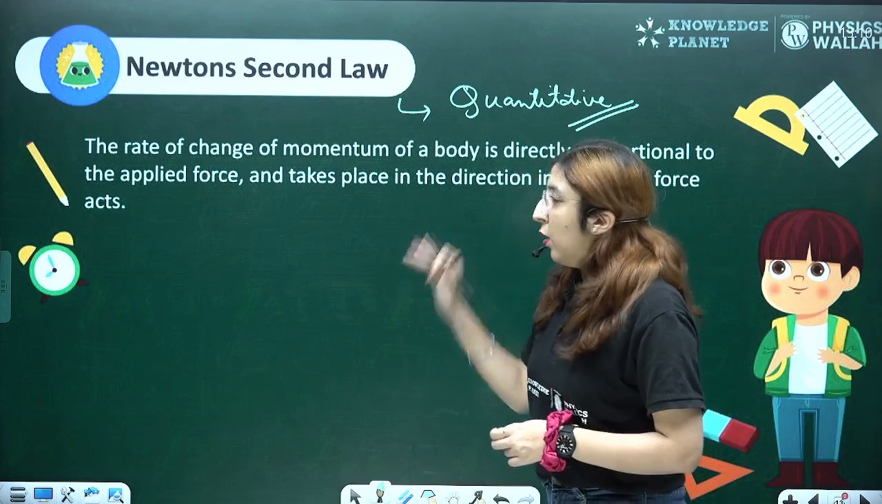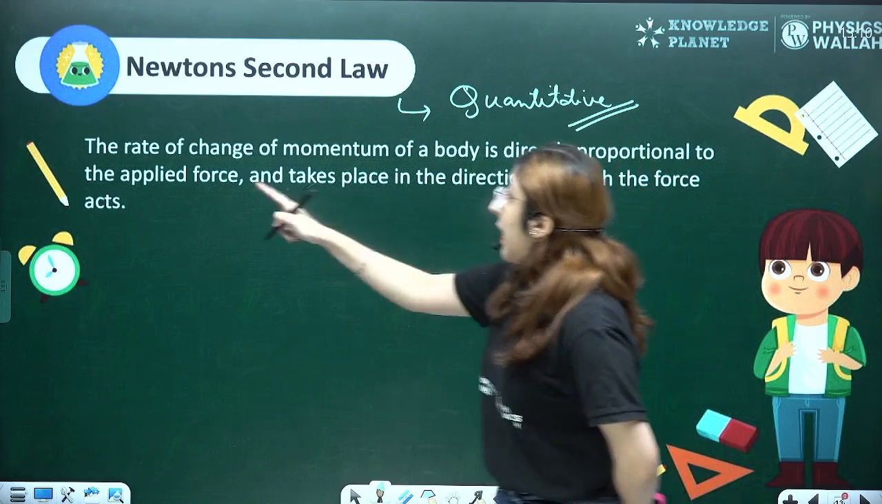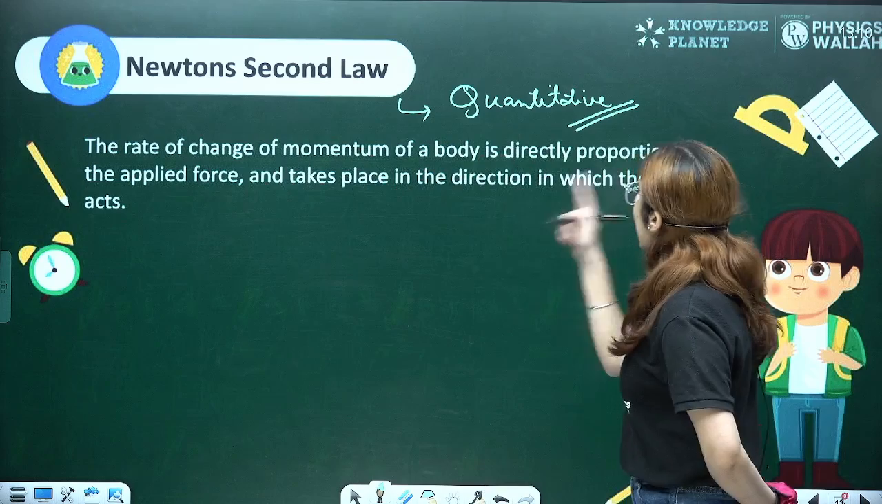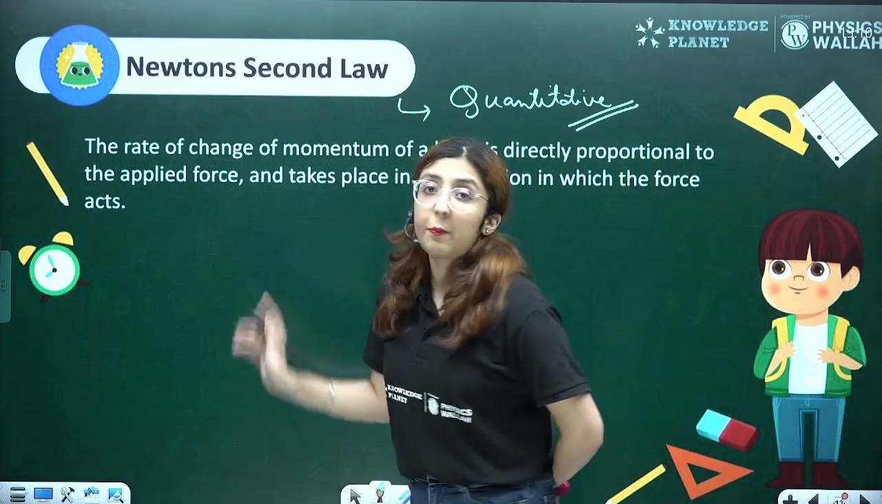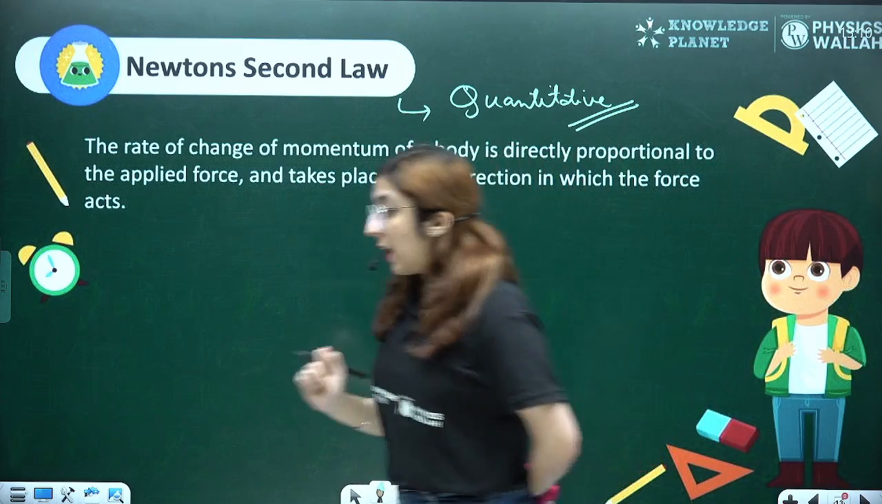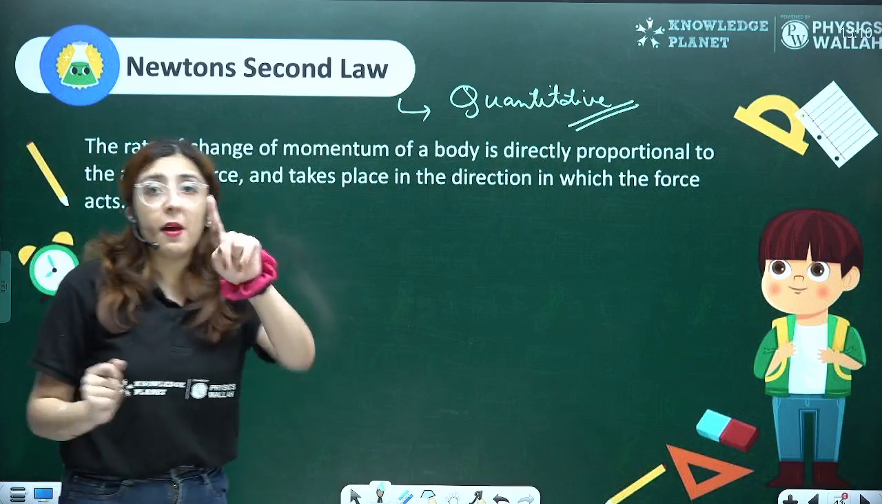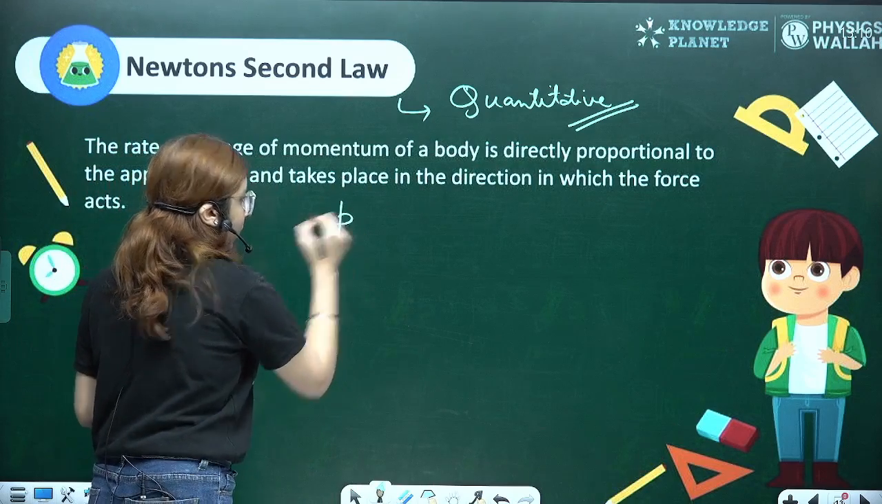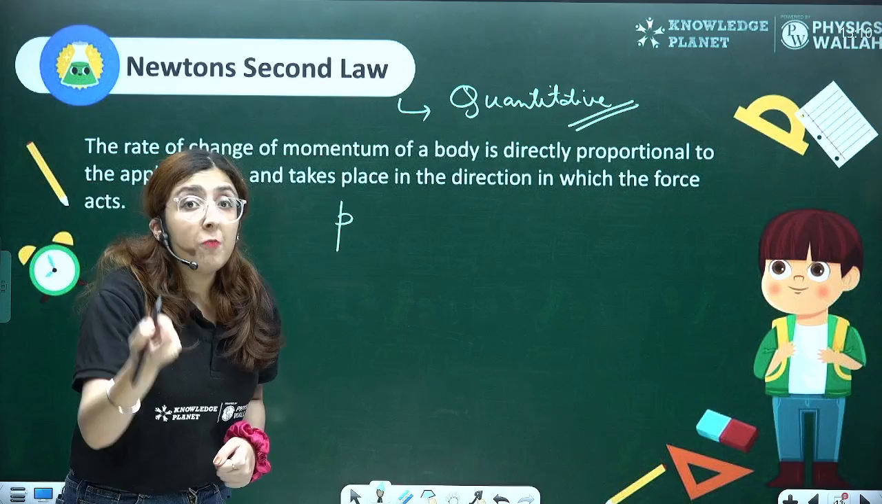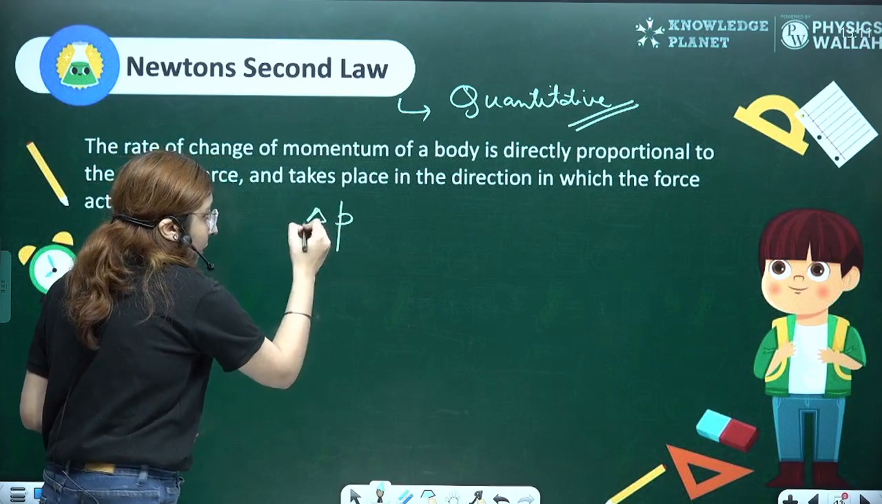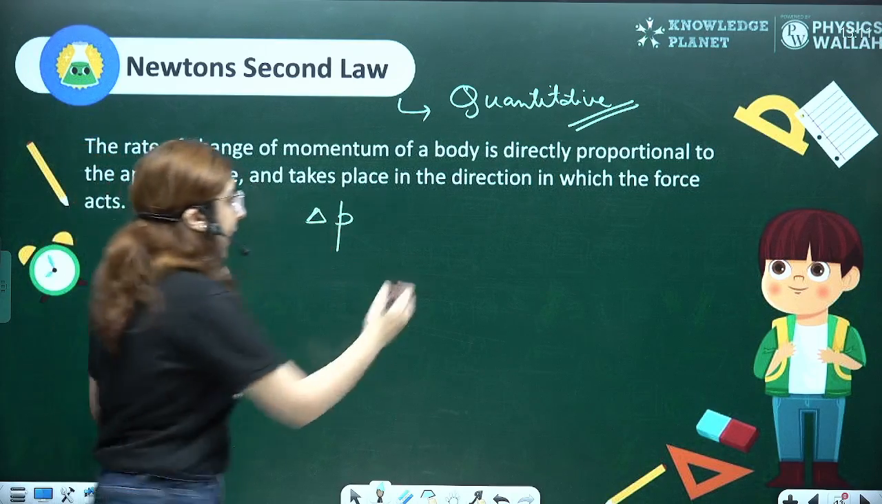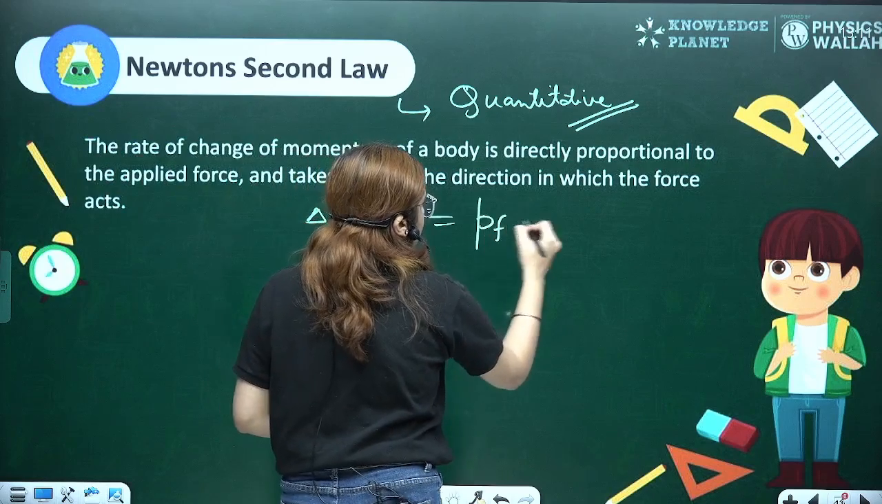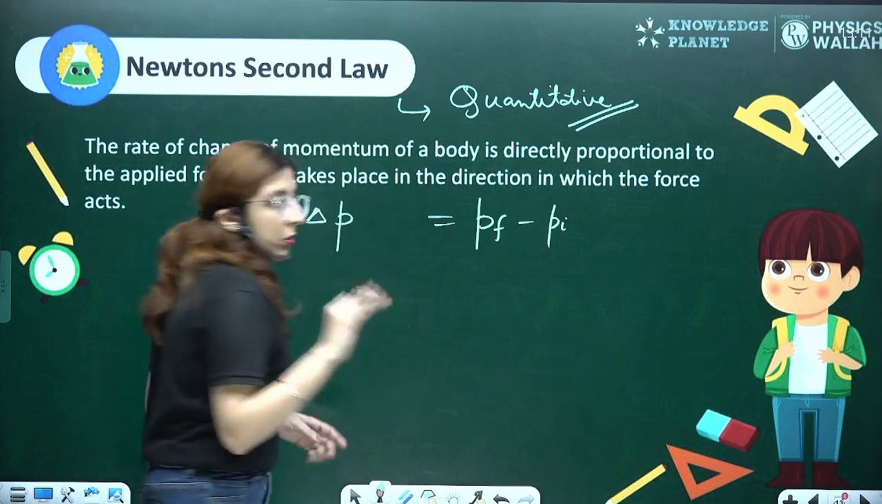So have a look. The rate of change of momentum of a body is directly proportional to the force applied. What are they telling us? Change of momentum will be the final momentum minus the initial momentum, no?